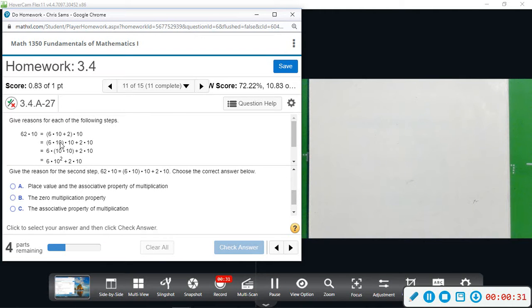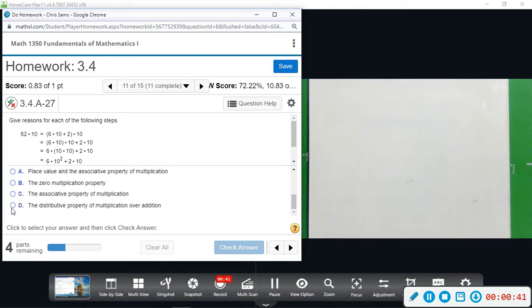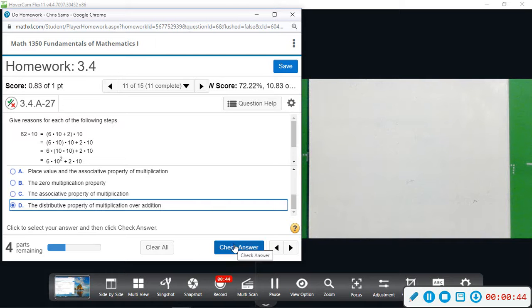Step 2 drops down here. So now it looks like they've distributed this 10 to this 6 times 10 and 10 times 2. So that's how they get this. So this looks like the distributive property of multiplication over addition.